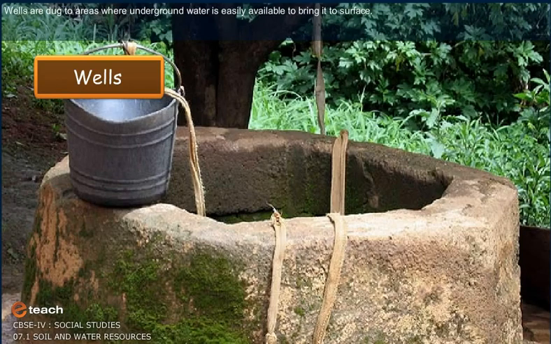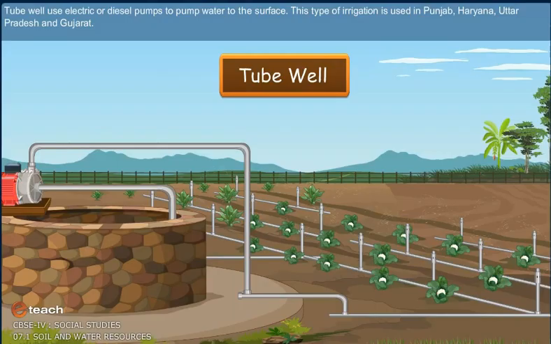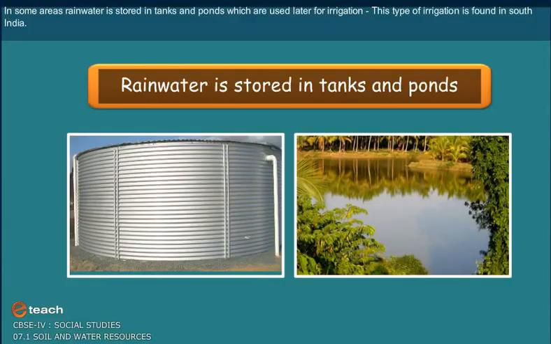Wells are dug in areas where underground water is easily available to bring it to the surface. Tube wells use electric or diesel pumps to pump water to the surface. This type of irrigation is used in Punjab, Haryana, Uttar Pradesh and Gujarat. In some areas, rainwater is stored in tanks and ponds, which are used later for irrigation. This type of irrigation is found in South India.